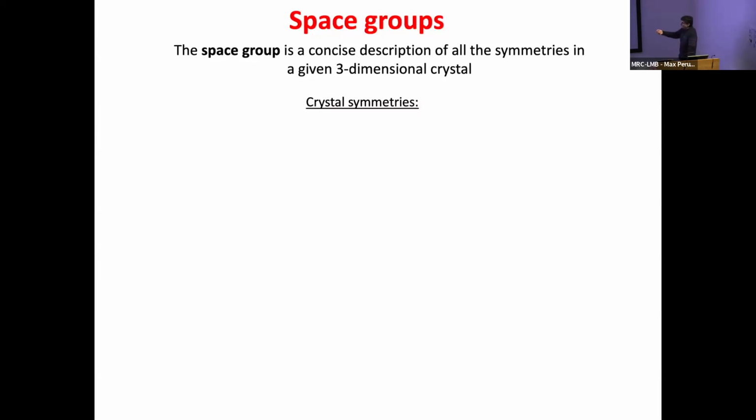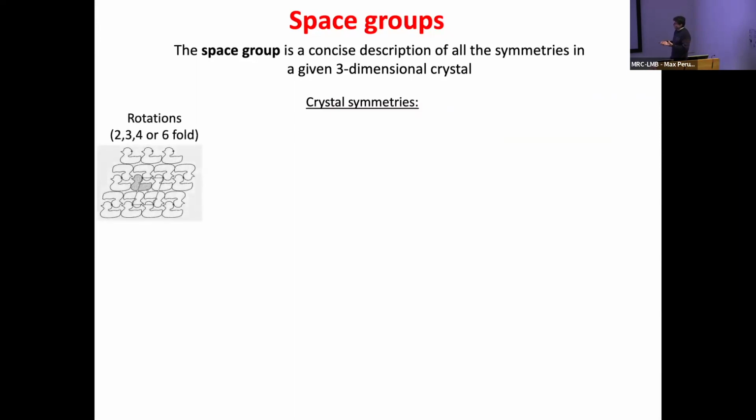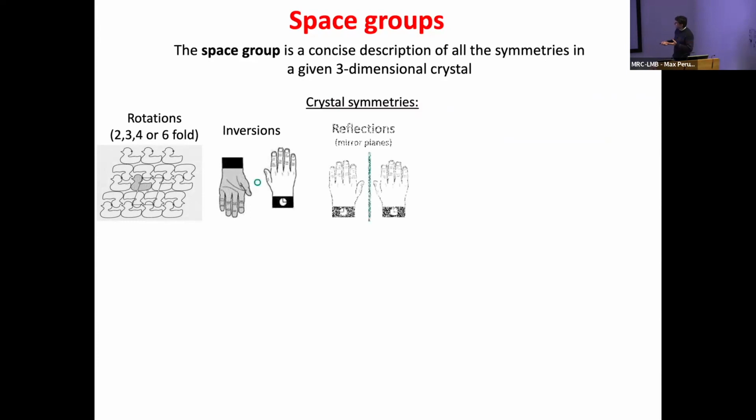I've been talking about space groups, this crystal form. When you hear space group, it is nothing else than a concise description of all the symmetries you have in your type of crystal. All the crystal symmetries that we've been talking about so far can be rotations, 2, 3, 4, or 6-fold rotations, like this 2-fold rotation example. You can have inversions, as you can see from the picture, and reflections, where you have a mirror plane. You can have screw axes, where you rotate and translate.